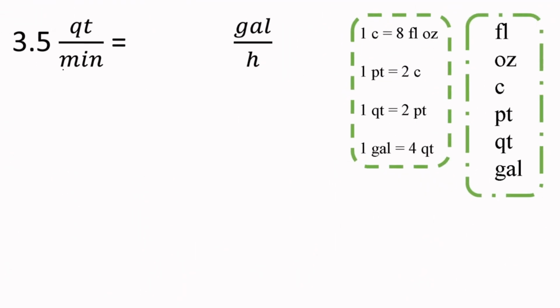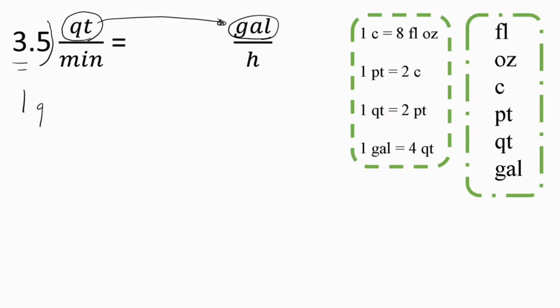For the next example, we want to convert 3.5 quart per minute to gallon per hour. So as I told you, let's put this number aside and assume that we do not have it. In the first numerator, we have quart, and in the second numerator, we have gallon. So we want to convert quart to gallon. We are going to get help from dimensional analysis again and from those boxes that you can see on the right side, but you must keep them in your mind.